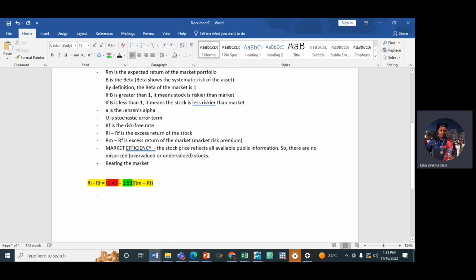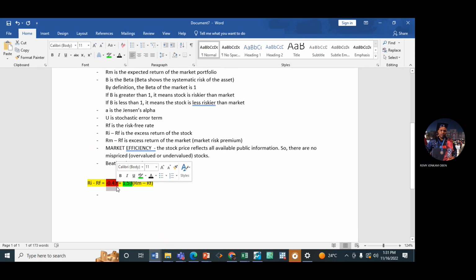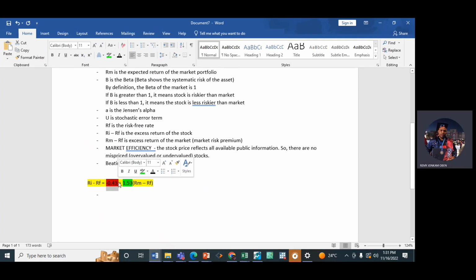If it is significant and positive, it means there is an abnormal return. It means you are earning a return which is higher than what you are supposed to earn. If it is significant and negative, it means you are earning a return which is lower than what you are supposed to earn. So you see, actually it is negative. If it were significant, then we would have said you are earning a lower return. But unfortunately, it is not significant. So statistically it is equal to 0, which means this stock is fairly priced. That is it for the alpha.